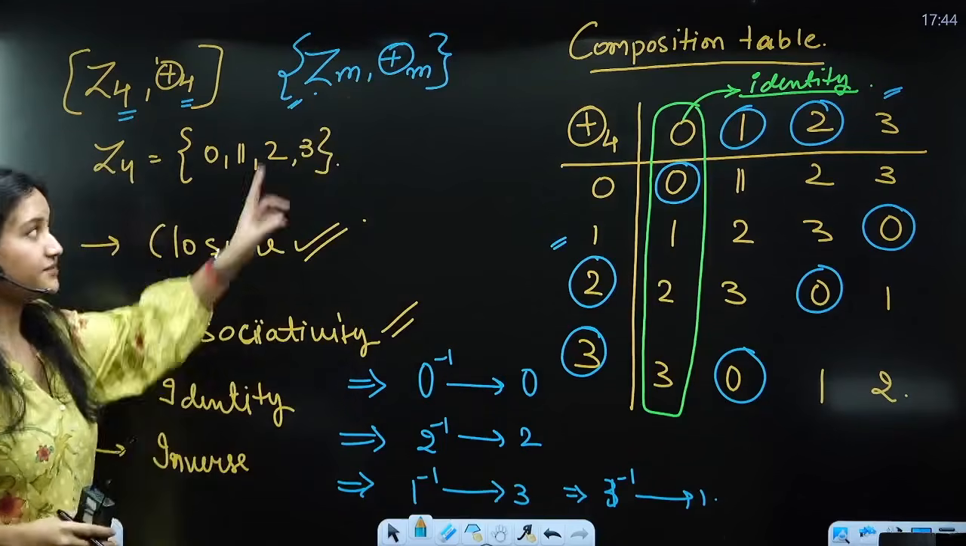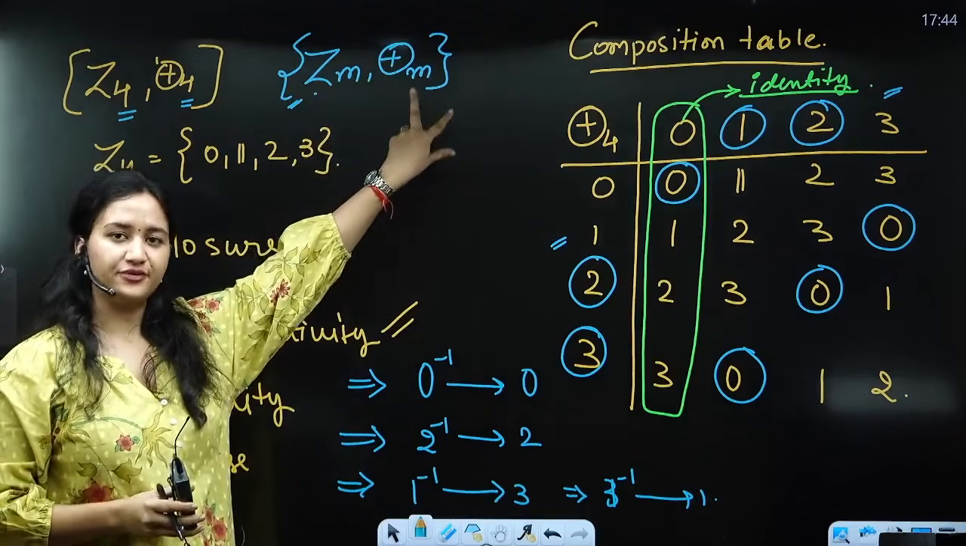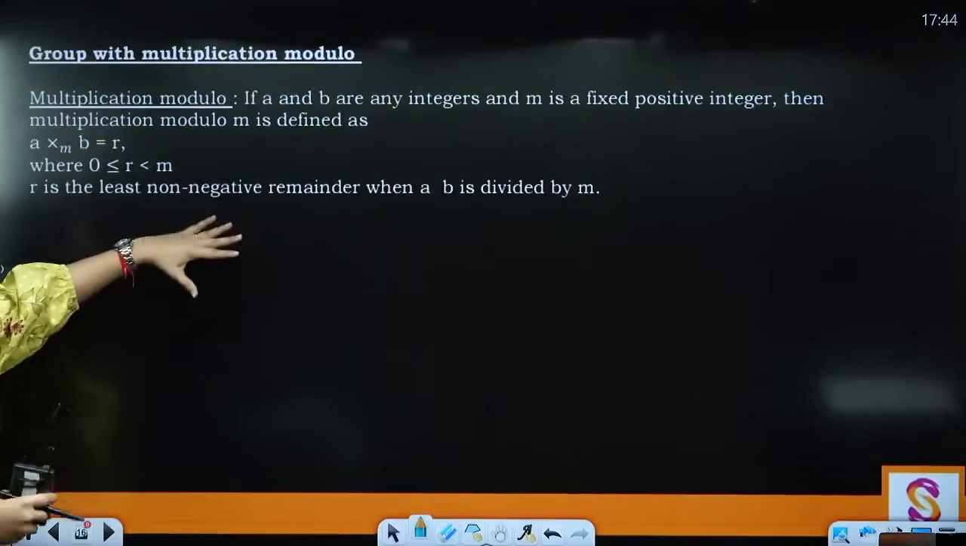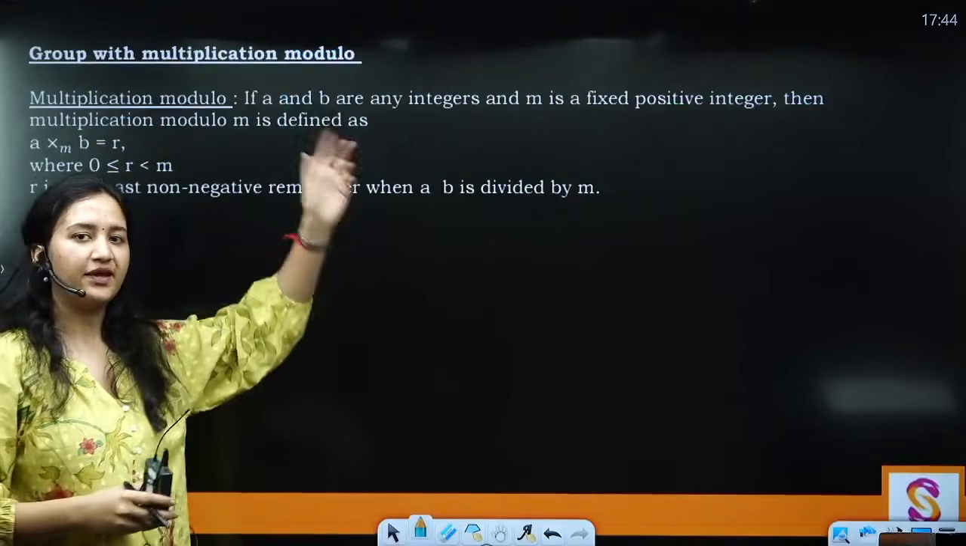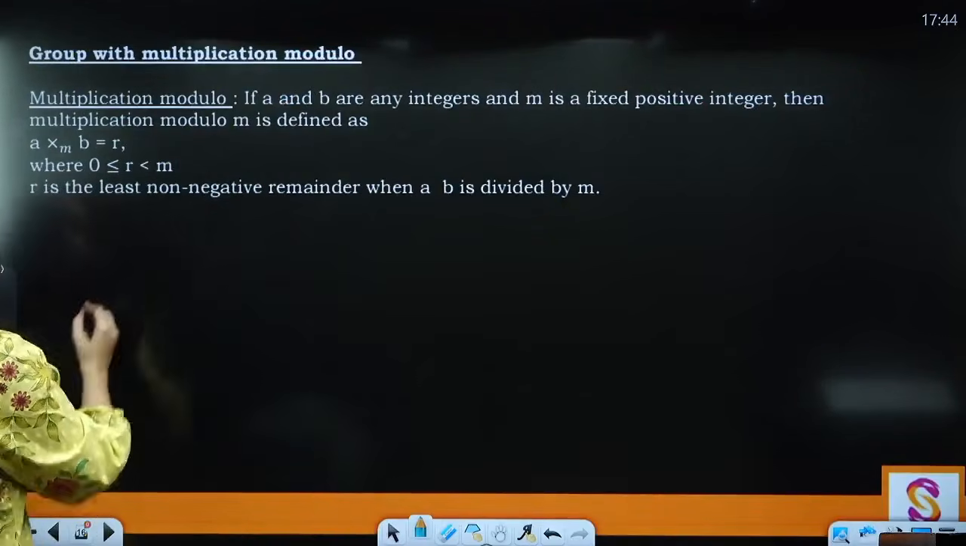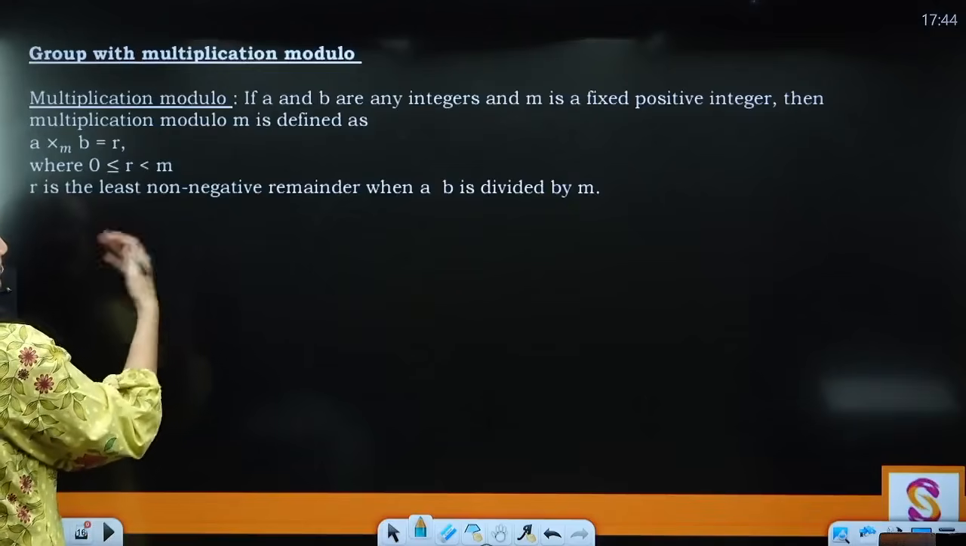And these two values cannot be different. All right, chalo. Moving on, we have multiplication modulo. Similar to addition modulo, where we were adding two integers, now we'll be multiplying two integers. Okay, so let's take some examples.